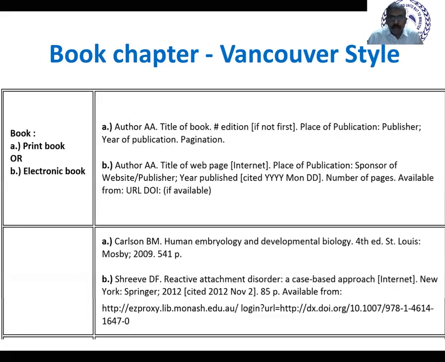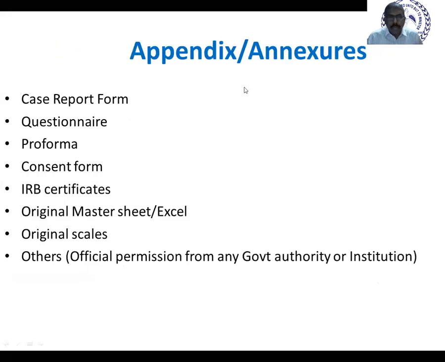This is all available in all the standard books. And the appendix. So what will you keep at the end? Your case report form, your questionnaire, your proforma, consent form, IRB certificate, IRB approval, the original master sheet of the Excel, the original scales. And if you did the study with outside involvement, any government authority, the permission you got from outside.